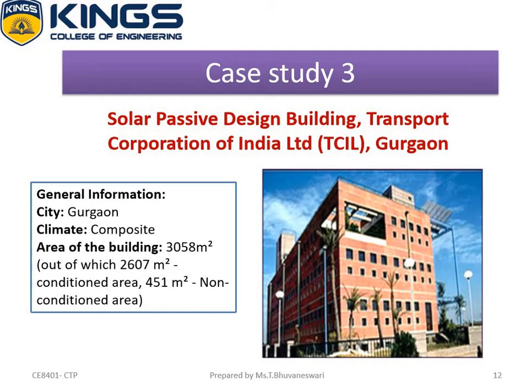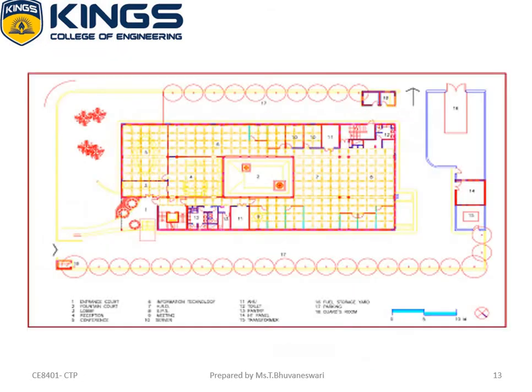The year of completion: the start to completion of this project is 1998 to 1999. So total built up area is 2750 square meters. Here we can see the plan. We have to know what are all the design features in this type of office building.